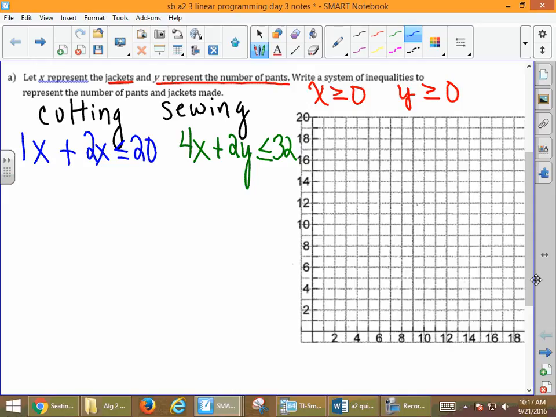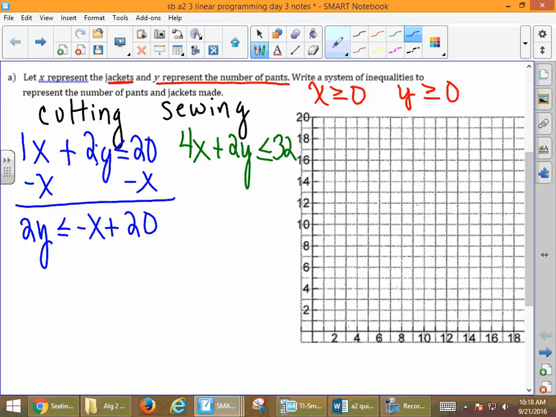So at some point in time, somebody's going to correct me and tell me that on my blue equation, it should say 1x plus 2y. Why? Because now that we have the equation correct, we can put this equation in slope-intercept form. So we're going to subtract x from both sides. And we get 2y is less than or equal to negative x plus 20. It's 2 times y, so we can divide both sides by 2. And we have y is less than or equal to negative x over 2 plus 10.